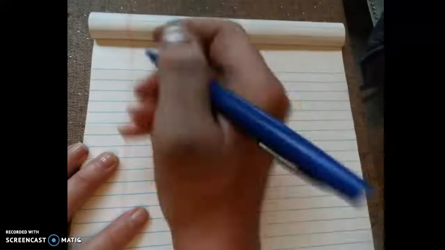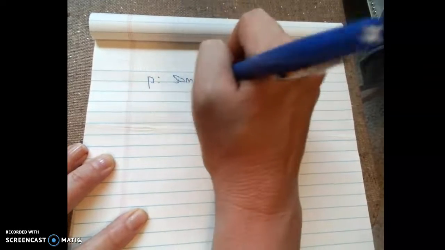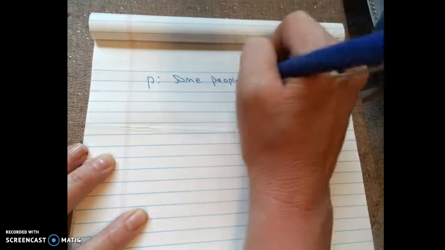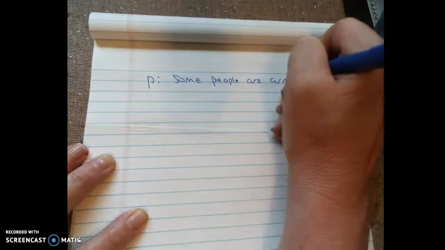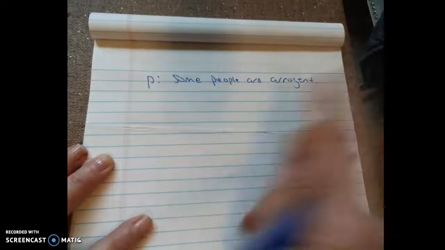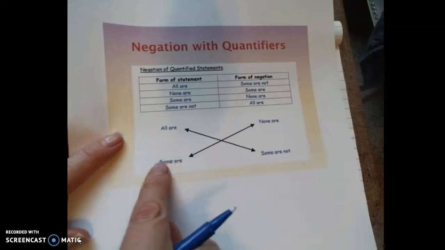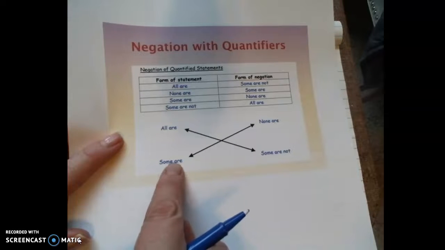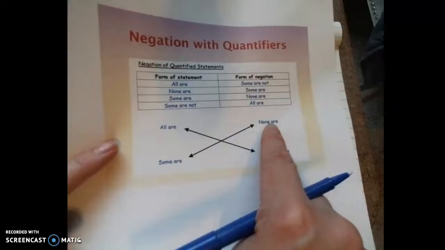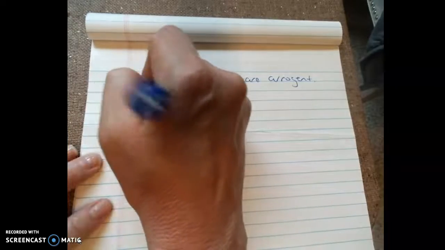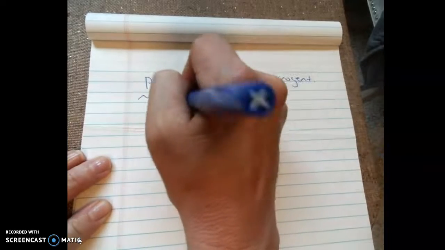All right, let's try another one. Say P is some people are arrogant. All right, so we have some people that are arrogant, unfortunately. All right, so how do I negate some? Some people are arrogant. The negation would be no people. So negation of P would be no people are arrogant.